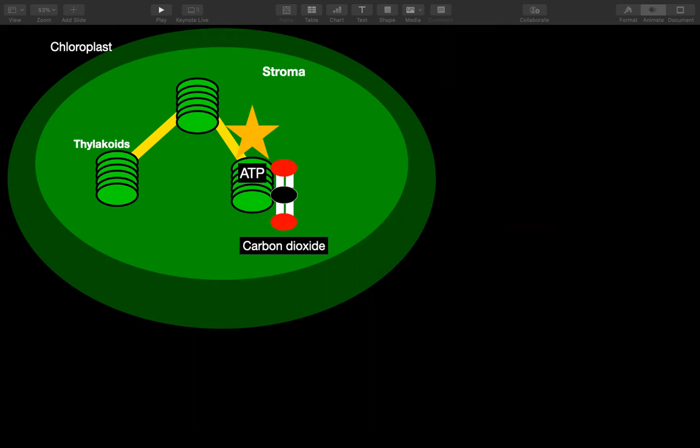The light independent reaction happens when ATP and carbon dioxide go into the stroma and have a chemical reaction. The result of that chemical reaction is glucose, which stays in the plant.